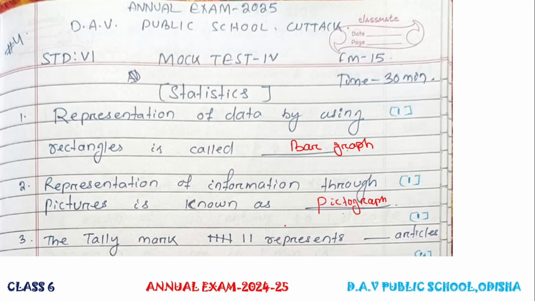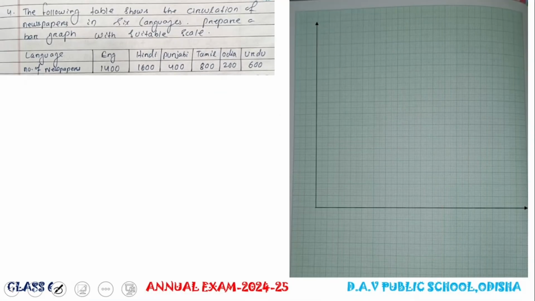Next question, question number 3. The tally marks represent dash articles. So 1, 2, 3, 4 and 5, plus 2, that is 7. So there are 7 articles. If the tally mark looks like this, how many? Here is 5 articles, here is 1. So 5 plus 1, that is 6. Because tally marks are in groups of 5: 4 are vertical lines, 1 is an inclined line.